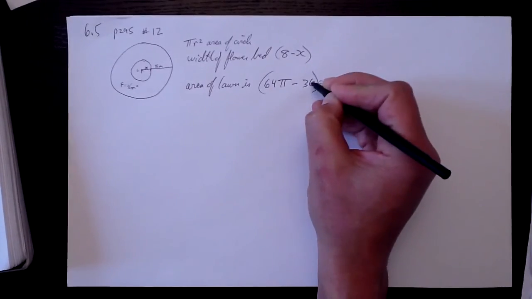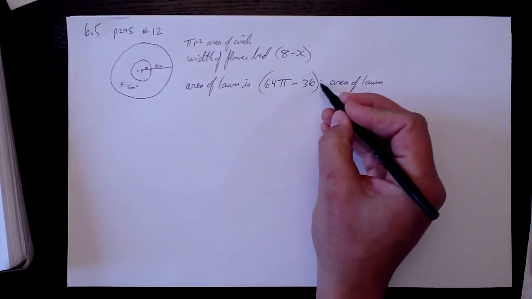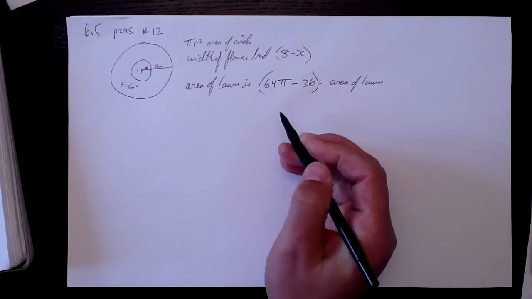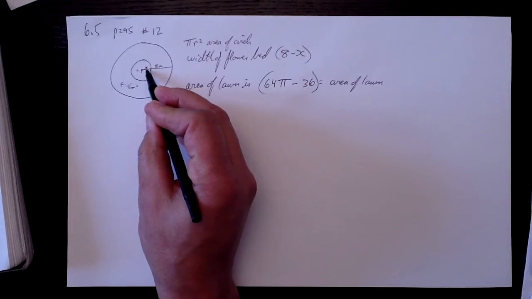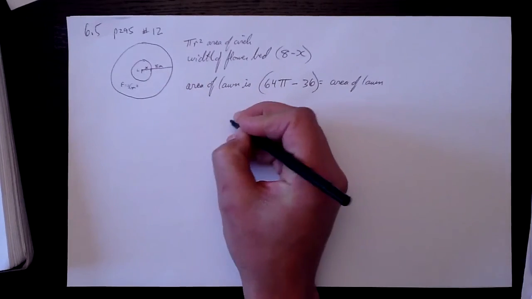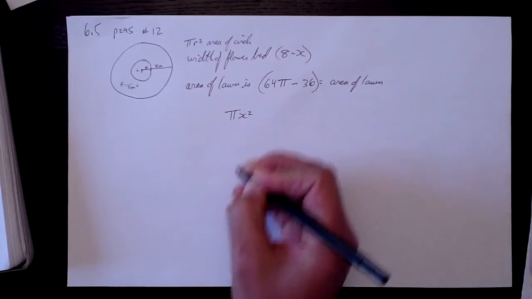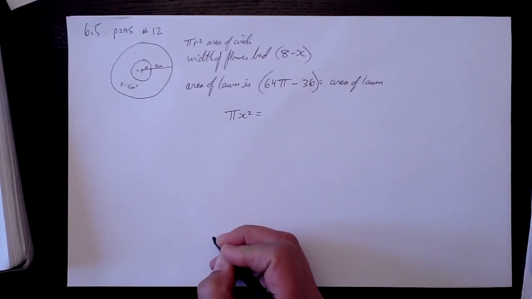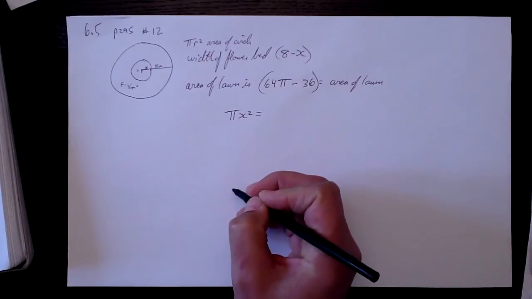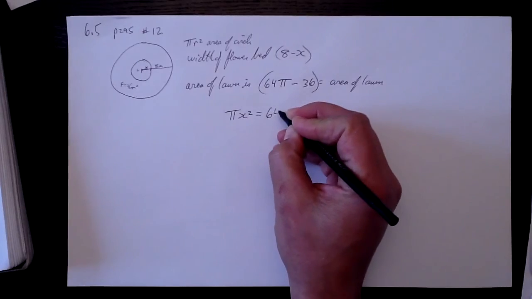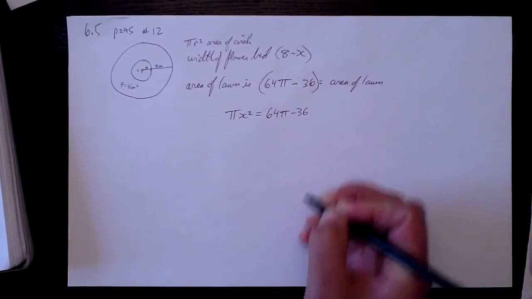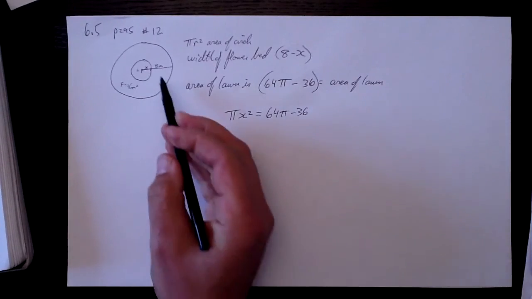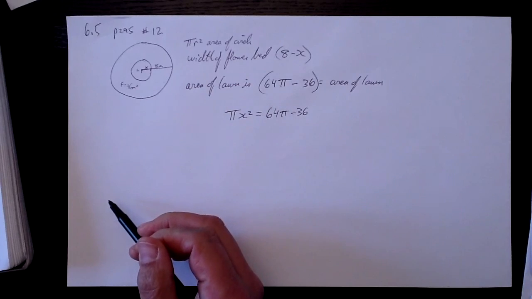Okay, so I'll put that in there. Those are all constants, there are no variables in there. So we take the area of the lawn, and see x here. Pi x squared equals the area of the lawn as well, 64 pi minus 36. So if we can solve for x, we can simply subtract x from 8, and we will have the width of the flower bed.